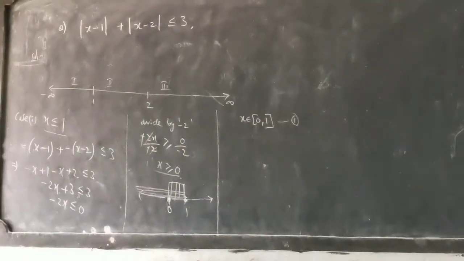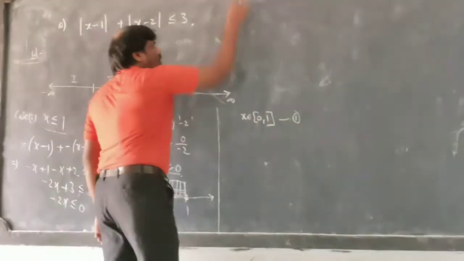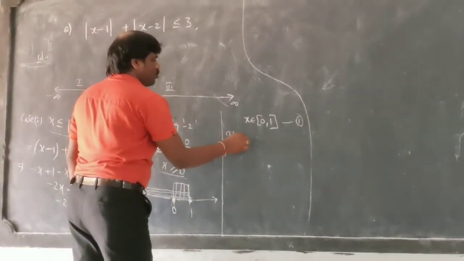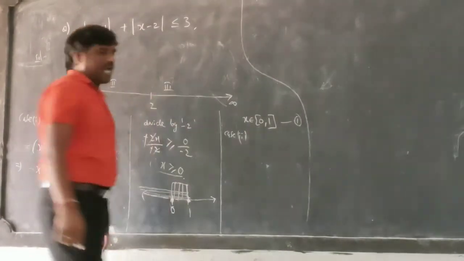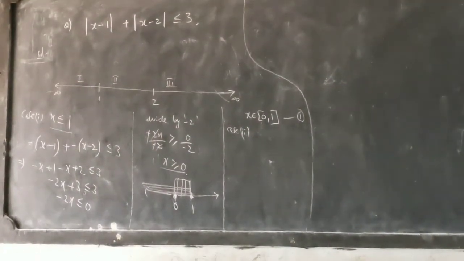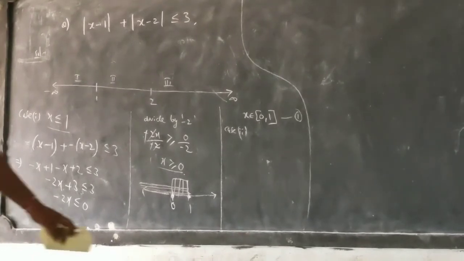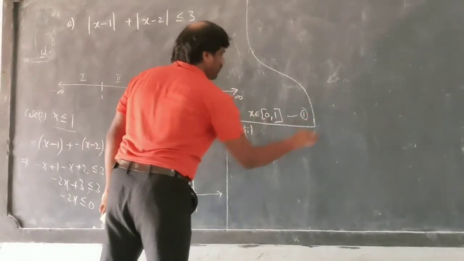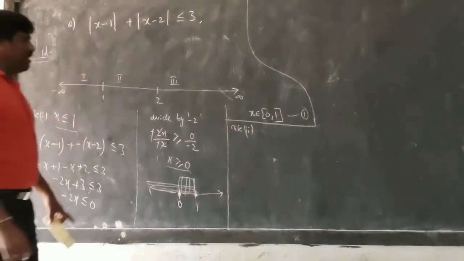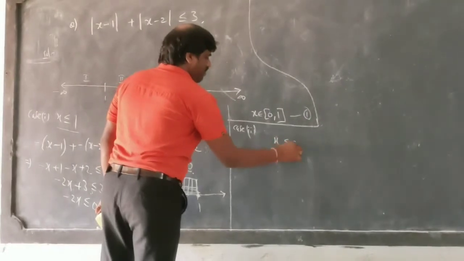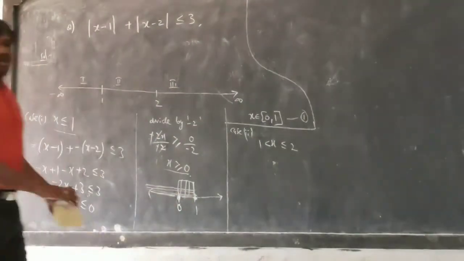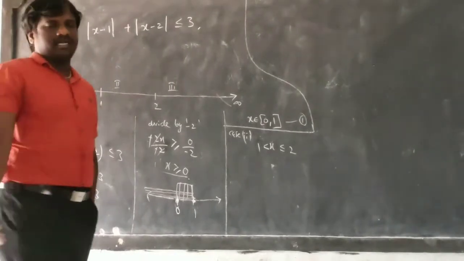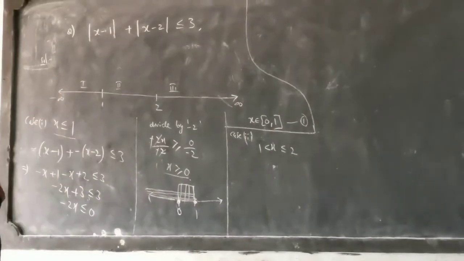Case 1 over. Let us go for case 2. What was case 2? Case 2 is in between, right? Let us take the in between now. Between 1 and 2. Any number you can pick up in between, for example 1.5. The best number is 1.5.